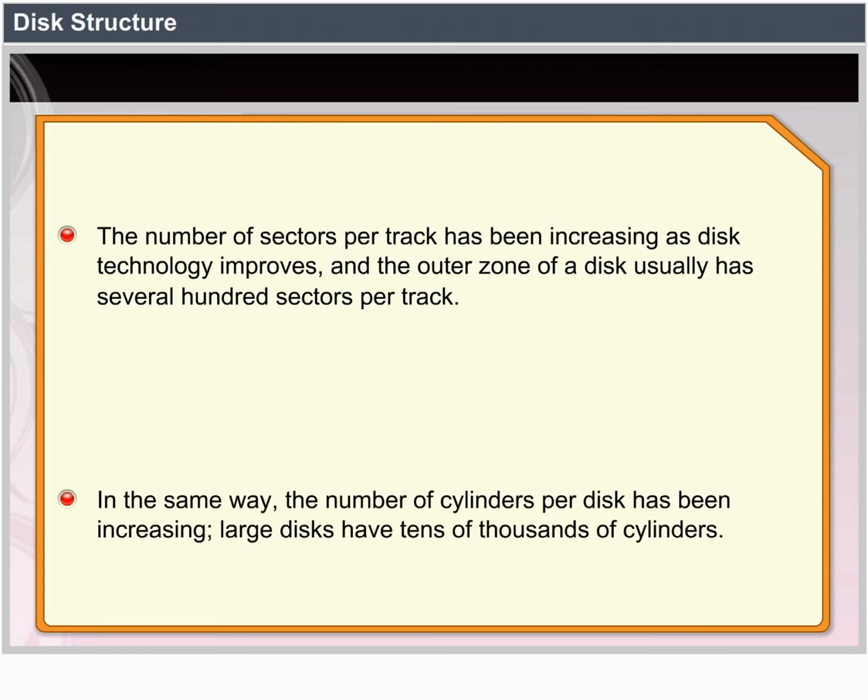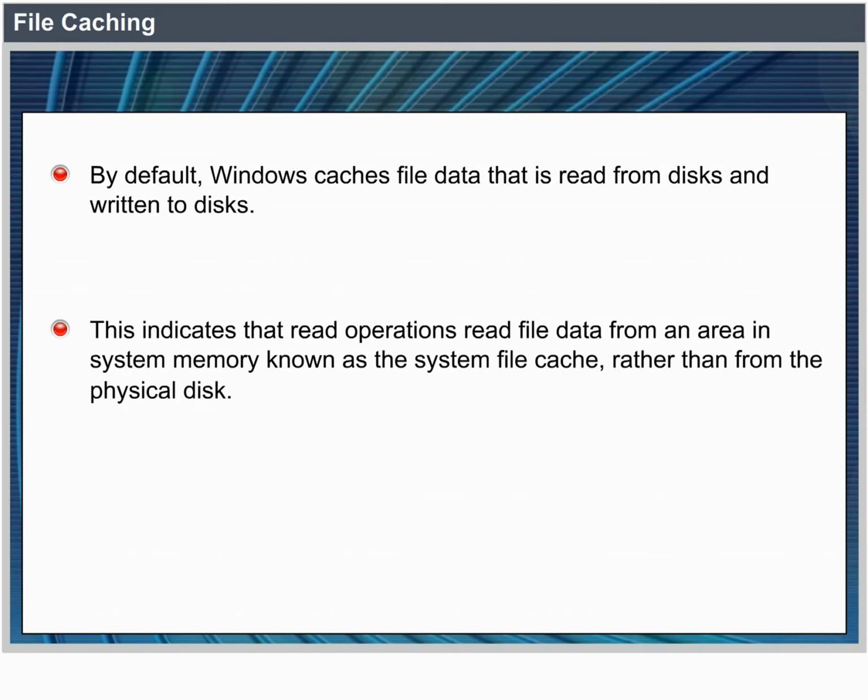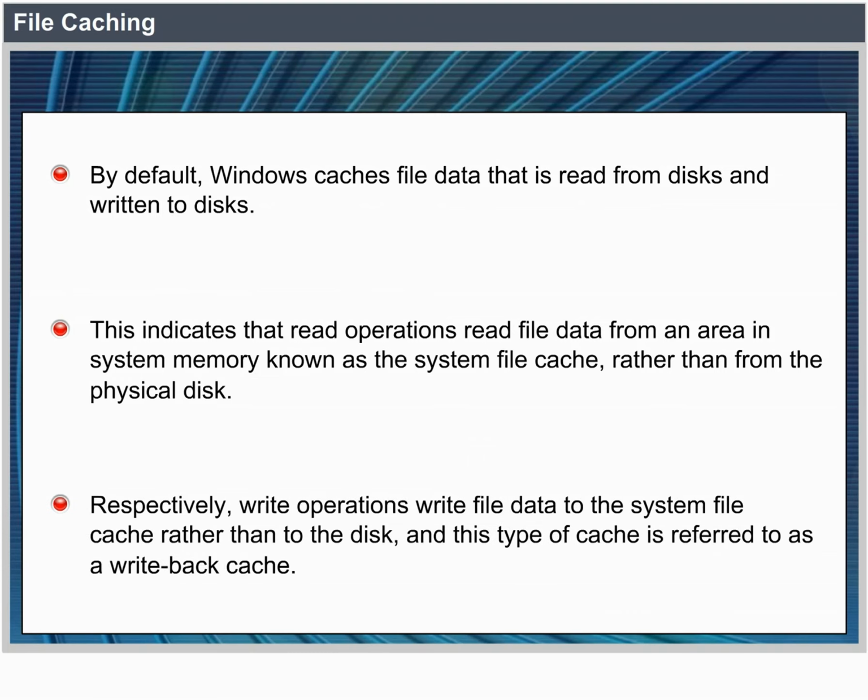File caching. By default, Windows caches file data that is read from disks and written to disks. This implies that read operations read file data from an area in system memory known as the system file cache rather than from the physical disk. Correspondingly, write operations write file data to the system file cache rather than to the disk, and this type of cache is referred to as a write-back cache. Caching is managed per file object.